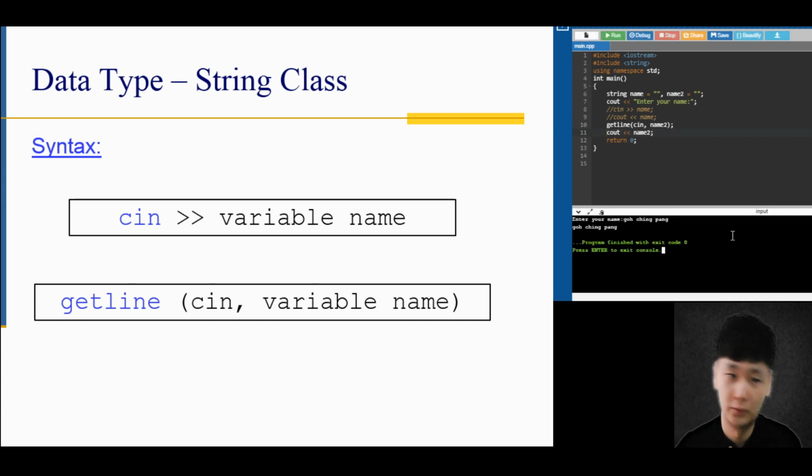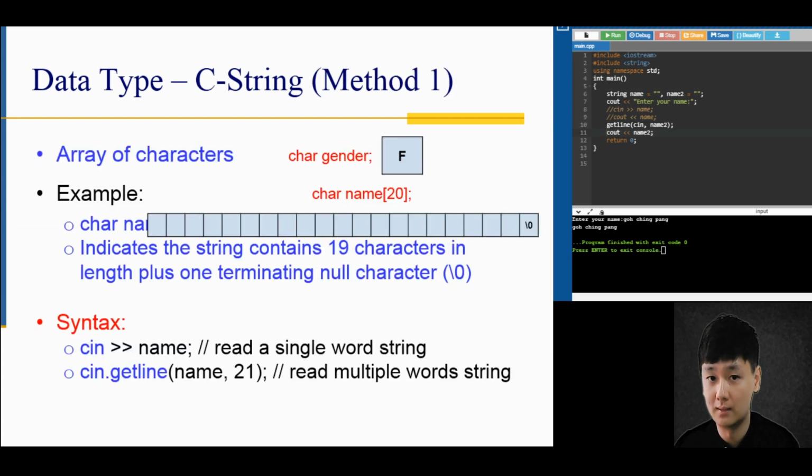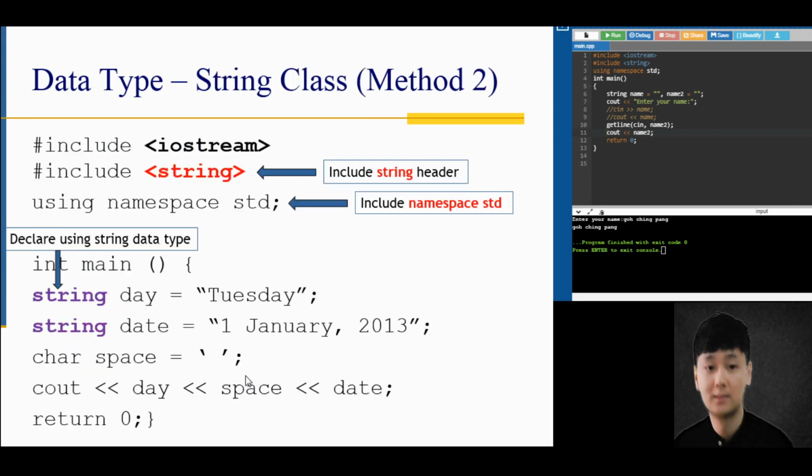Okay, so it will read all the words, including the white space, in the string class. Its difference is getline bracket cin variable name. So in the C string, it uses cin.getline variable name and the size of the array. Okay.